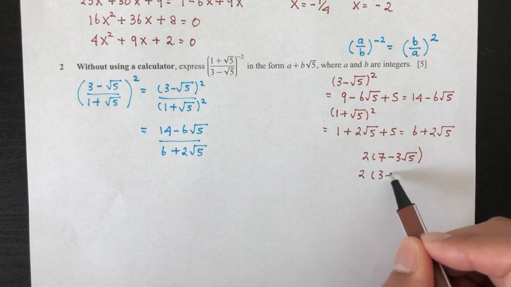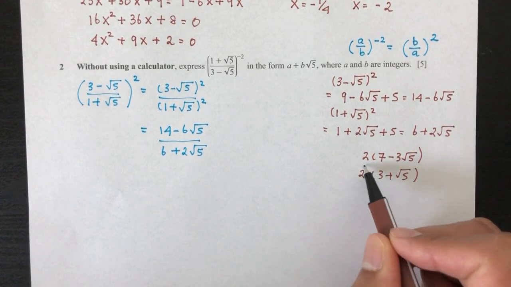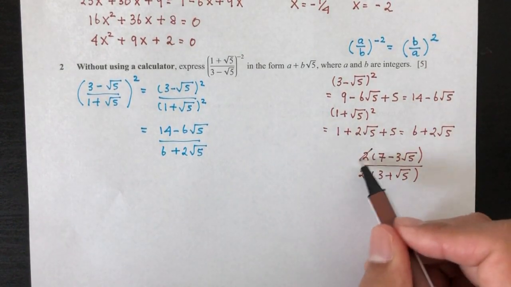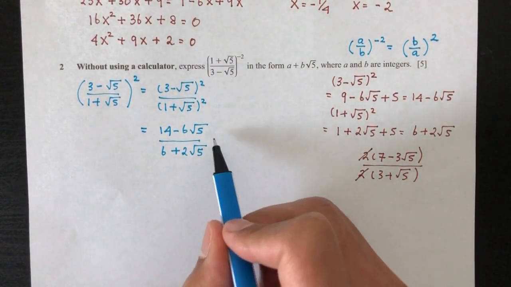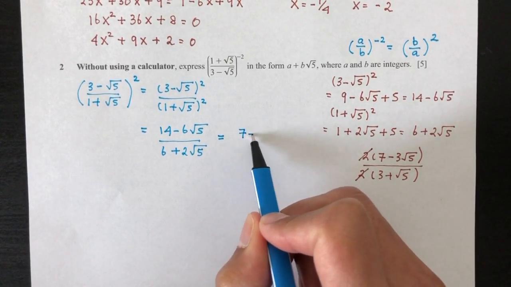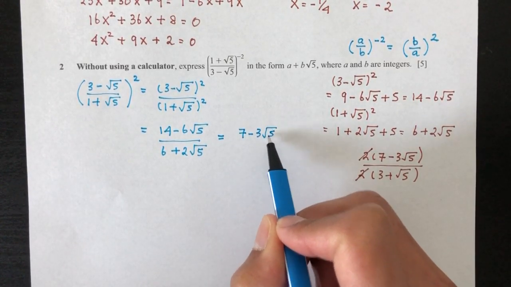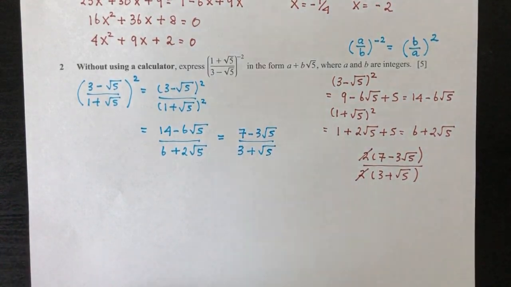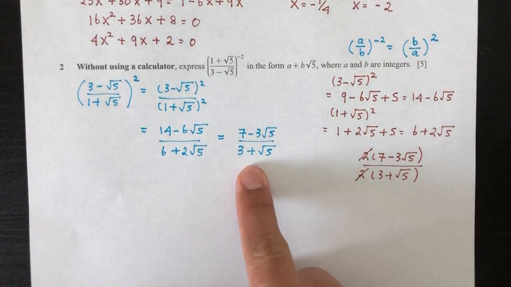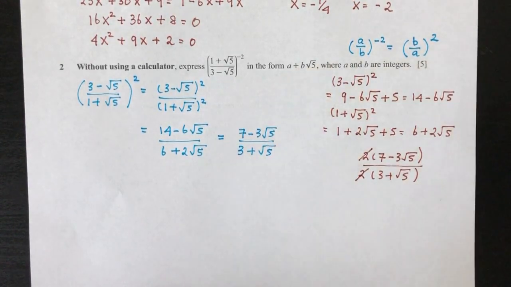3 plus root 5. So this one is divide, as you can see. So these two will go away, so you have this remaining. So this is equal to 7 minus 3 root 5 over 3 plus root 5. Okay, so now from this, we have to change this into this form.